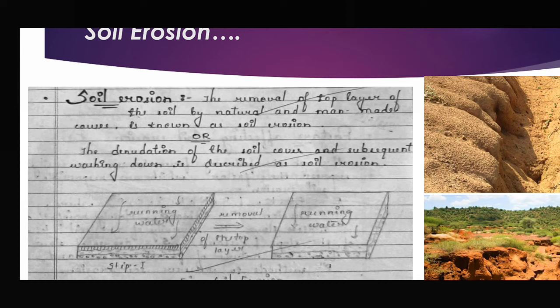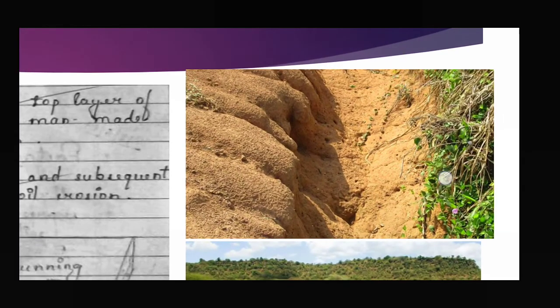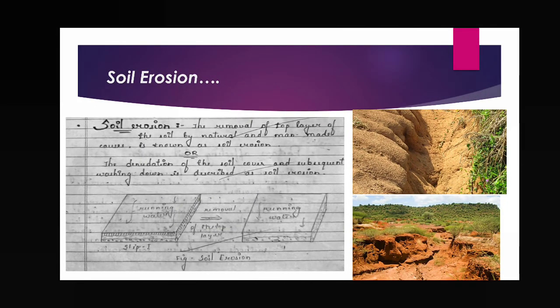So the main thing is what? The top layer of the soil is being washed away, is being removed. By whom? It may be by nature, it may be by human beings. That is called soil erosion. And always remember, soil erosion is not good for us. Soil erosion is destroying the good quality of the soil. It is not good for crop cultivation also. That's why we have to protect the soil from soil erosion.